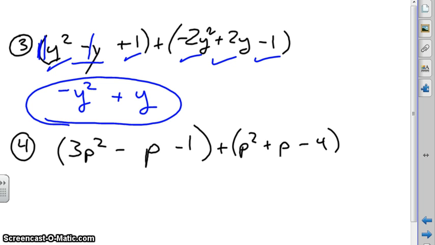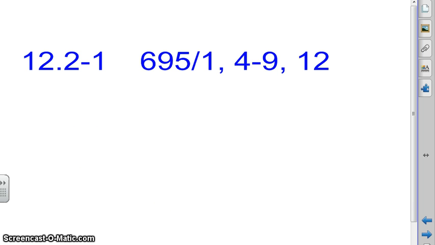Nick. Should I say the answer? Go ahead and say the answer. I got 4p squared minus 5. Thumbs up if you agree. 4p squared minus 5. Very good. And that's because a negative p and a positive p are opposites. Negative 1p, positive 1p, opposites. And then 3p squared and 1 more make 4. Okay, very good. So here's your assignment. You may begin.